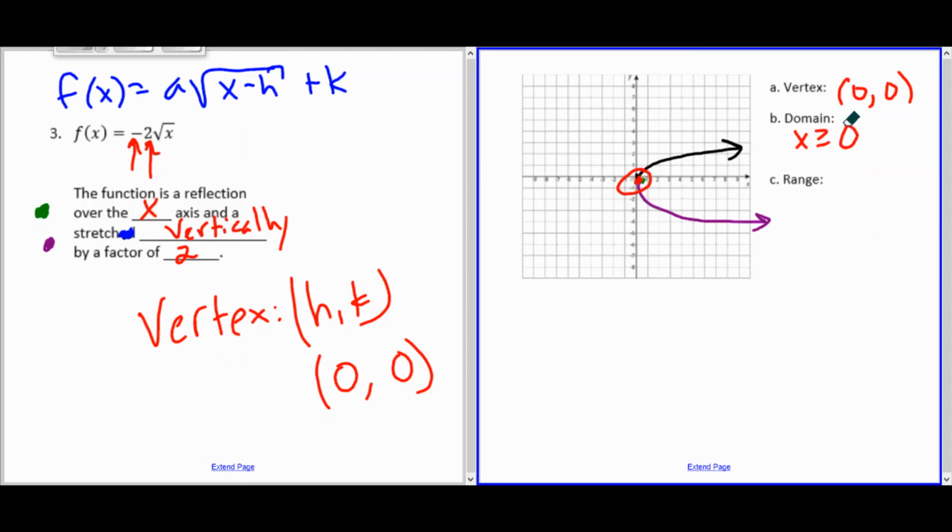The domain, you could take what's underneath your radical and set it bigger than or equal to 0. Or you could just look and you could see that all your x's go to the right. So x is bigger than or equal to 0, or you could say 0 to infinity.